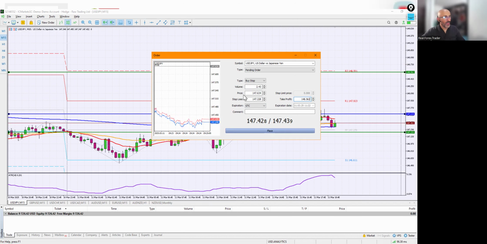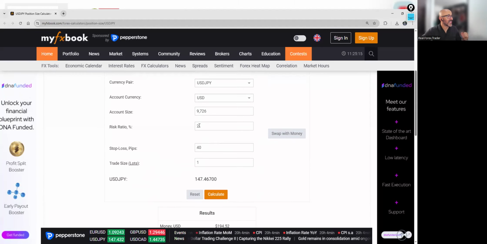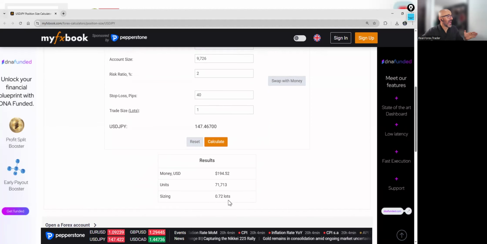Something important. I was going to place it, but I didn't change this one, the volume. The volume is the number that the website calculated in order to risk my 2%. So for 2%, I use 0.72 lots. If I want to risk more, say for example 3%, these lots increase because I'm risking more and leveraging more.